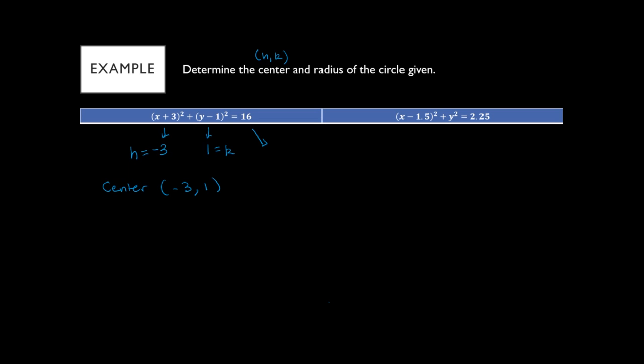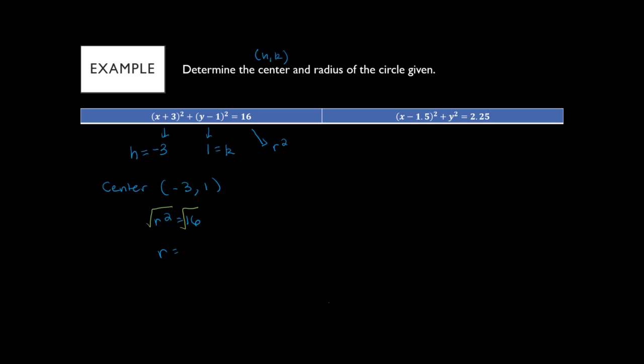Then what it's equal to is r squared. So r squared is equal to 16. So to get the radius, you take the square root of both sides. That's why we had to learn about how to solve equations by taking square roots.